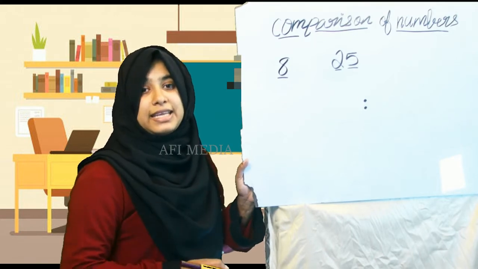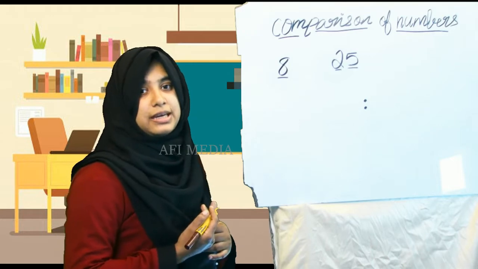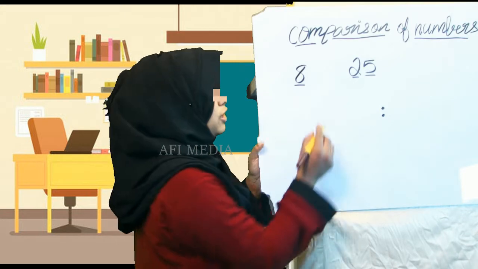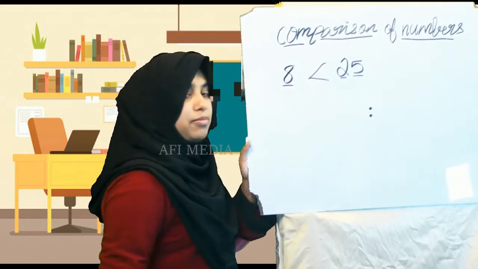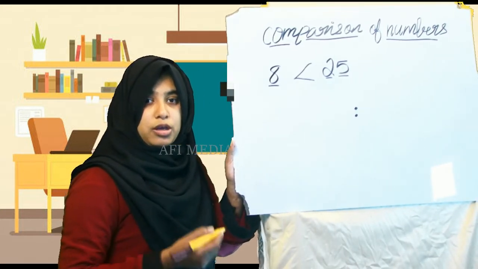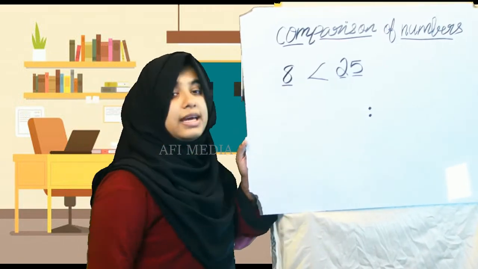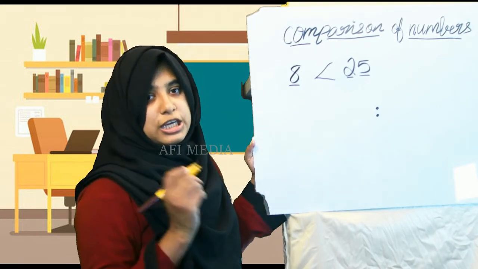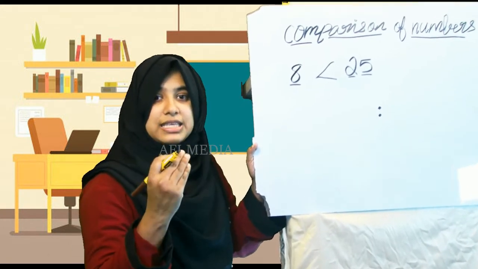Then which is the greater one? The big number, or the more number, which is here: this or this one, 8 or 25? 25. We can add a symbol or sign for greater than. Do you know that? You studied in UKG and first standard greater than, less than and equal to. First I show what is greater than, what is less than and what is equal.